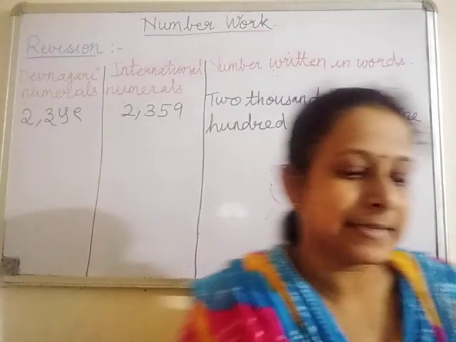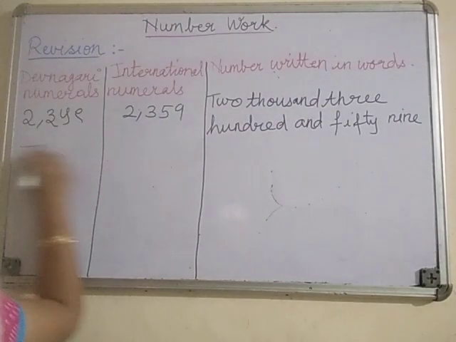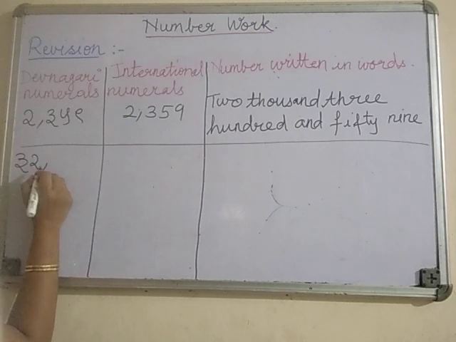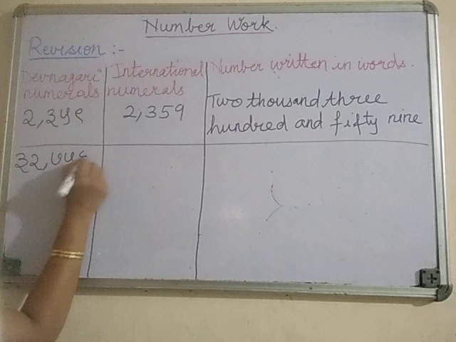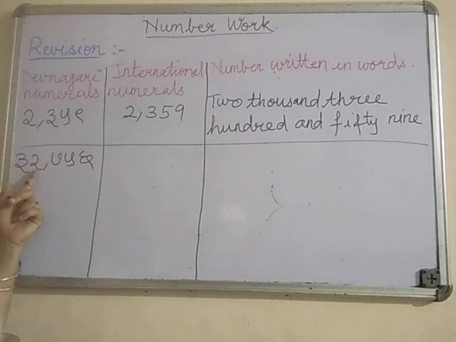Let's take now the second example. The second example is a 5-digit number: 32,000. Here it was only 2000 earlier. Now one more digit has been added because this is a 5-digit number. So this will become 30. In Marathi we call it 30. So 30, 31, 32.